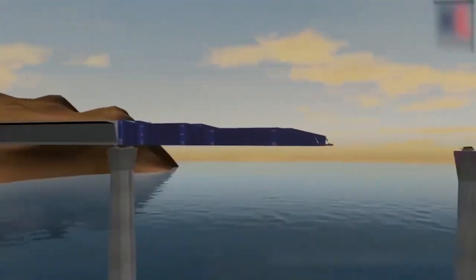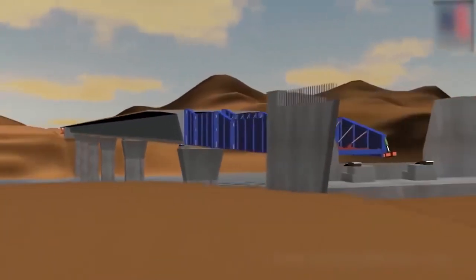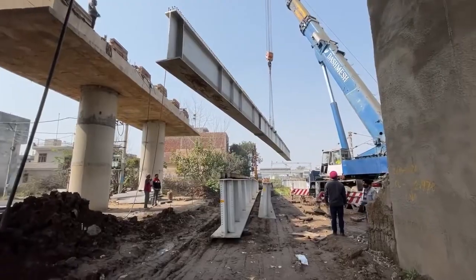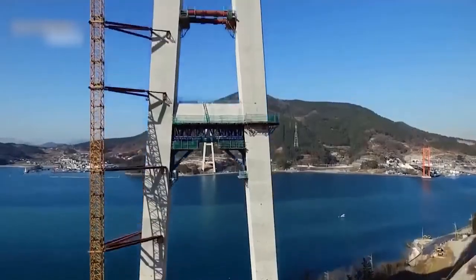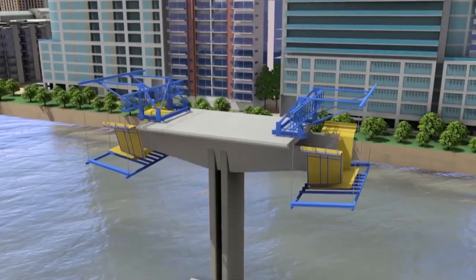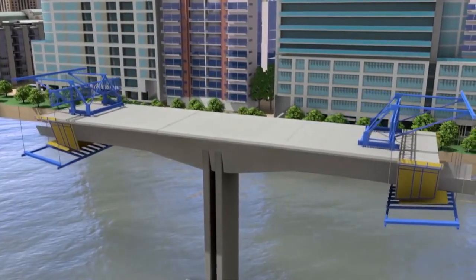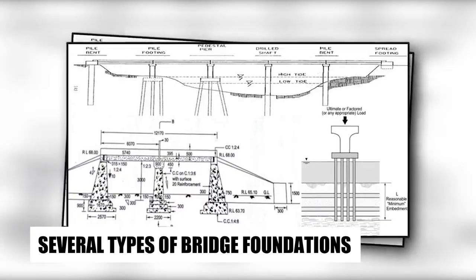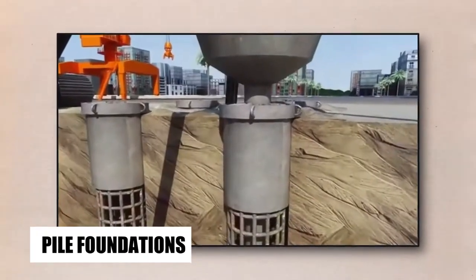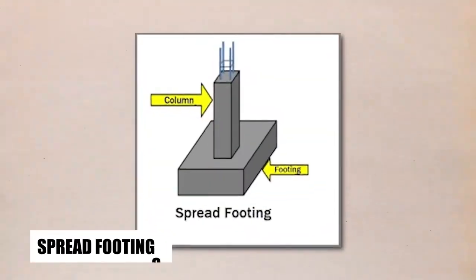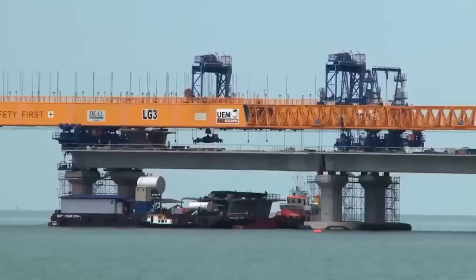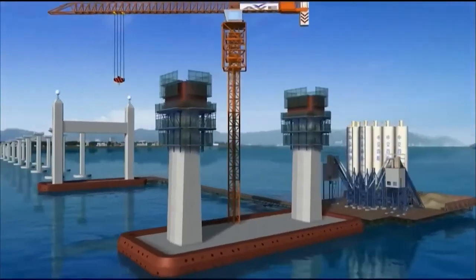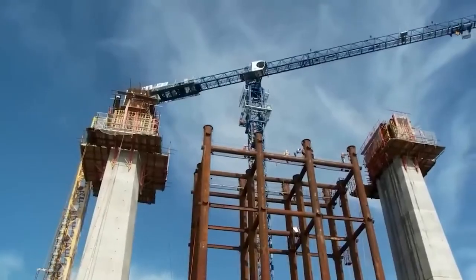Building a strong foundation is essential to the safety and stability of any bridge. The foundation of a bridge provides a stable base for the bridge to rest on and helps to distribute the weight of the bridge evenly across the surrounding terrain. There are several types of bridge foundations, including pile foundations, caisson foundations, and spread footings. The type of foundation used depends on a variety of factors, including the location of the bridge and the nature of the surrounding terrain.